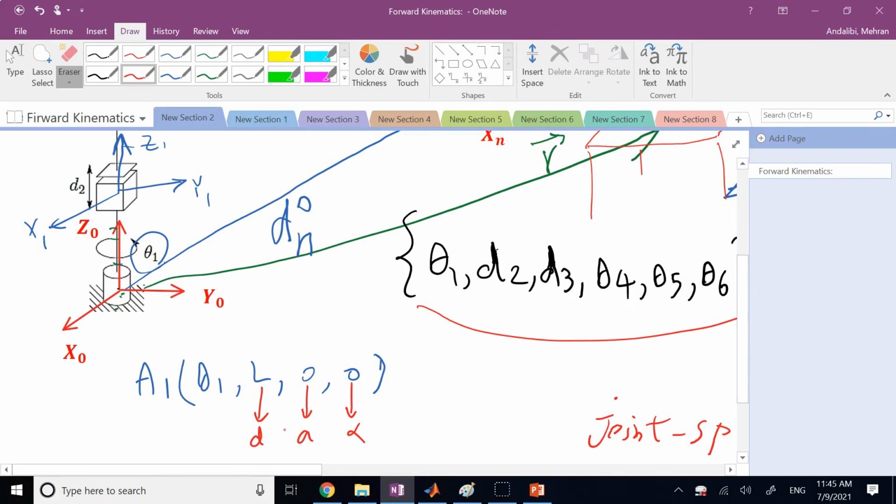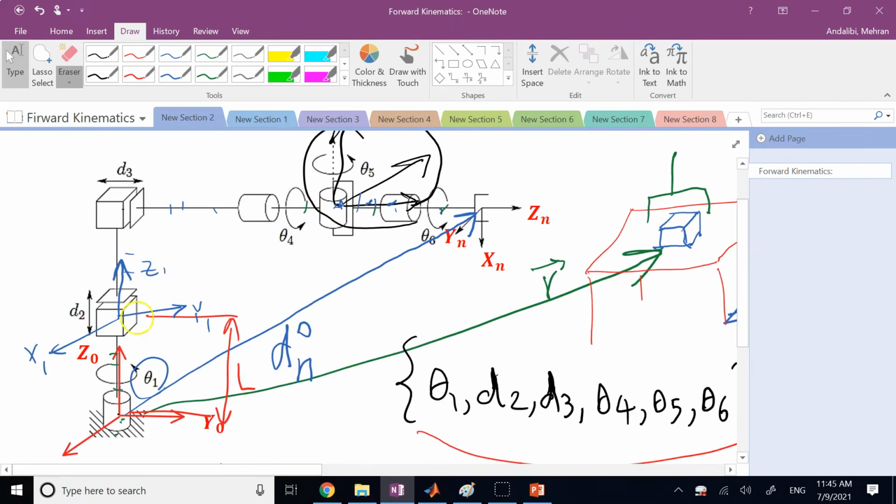I'll show you; we're going to go through examples. This is definitely fixed. This is this fixed L from here to here. And those two are 0 and theta 1. The only thing variable here is this one. The rest of them are constant. So I can say my matrix A1 is simply a function of what? Theta 1.